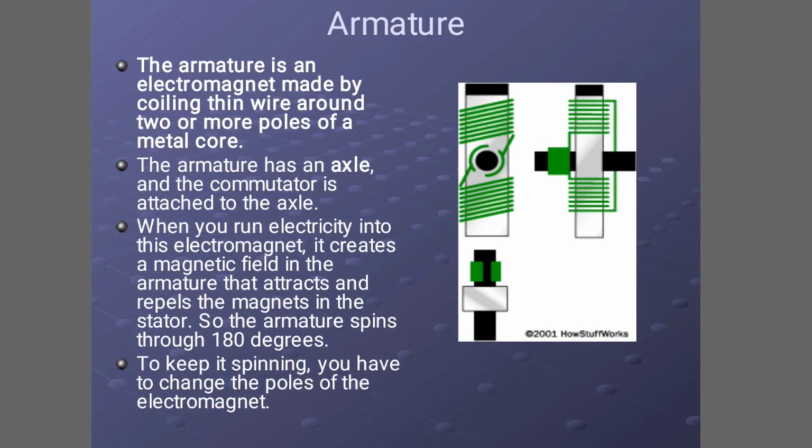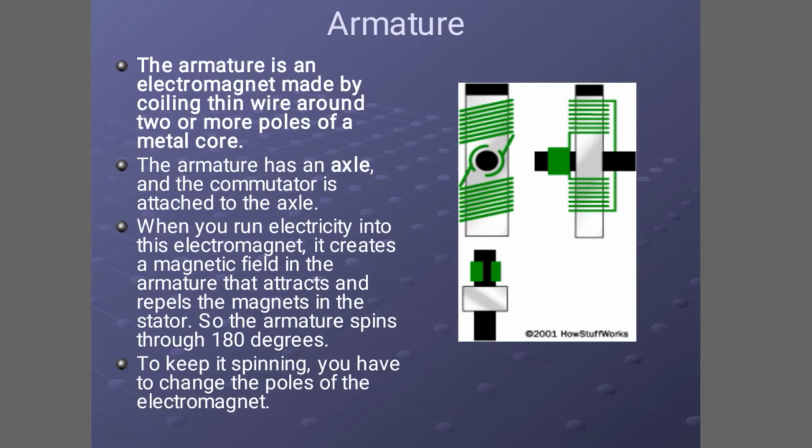Armature. The armature is an electromagnet made by coiling thin wire around two or more poles of a metal core. The armature has an axle and the commutator is attached to the axle. When you run electricity into this electromagnet, it creates a magnetic field in the stator, so the armature spins through 180 degrees. As shown here on the right side of the diagram, we may find some of the magnetic field lines and some of the armature movements.